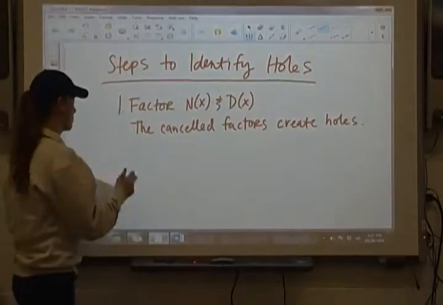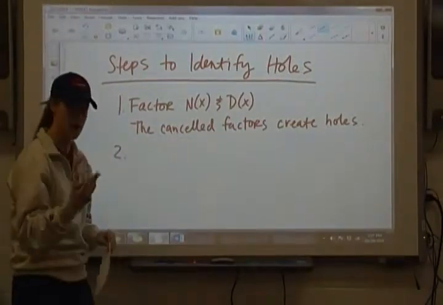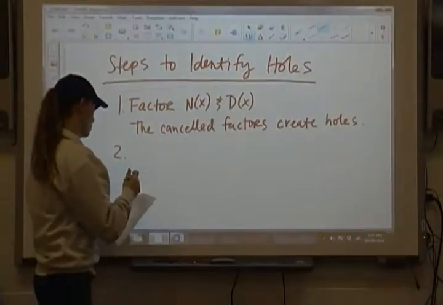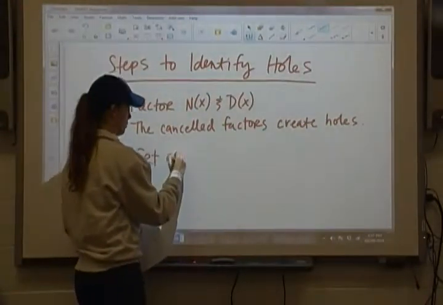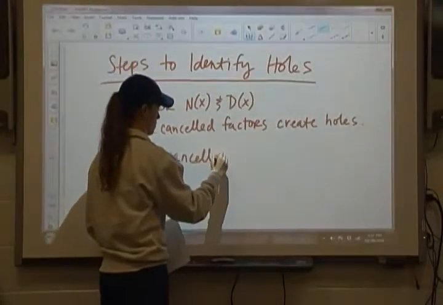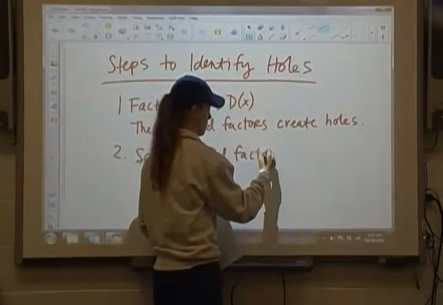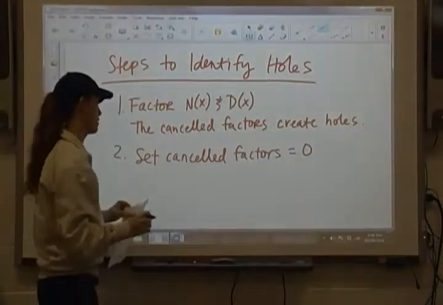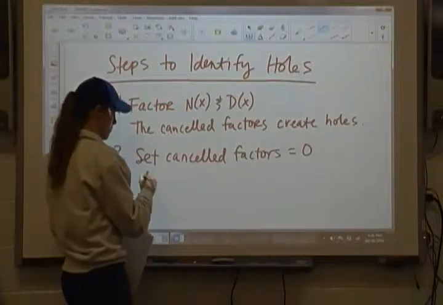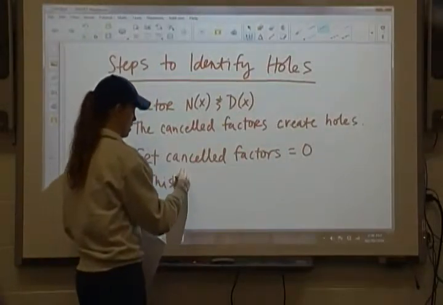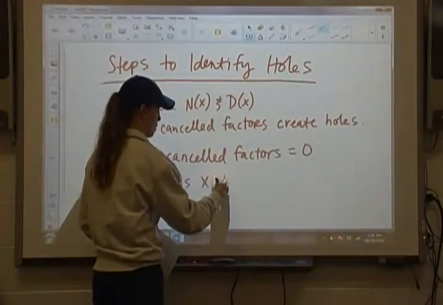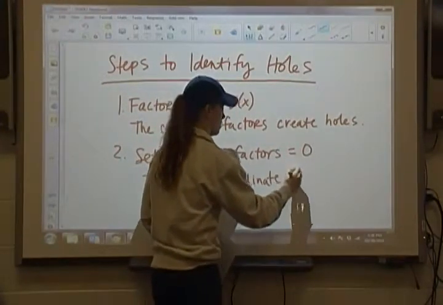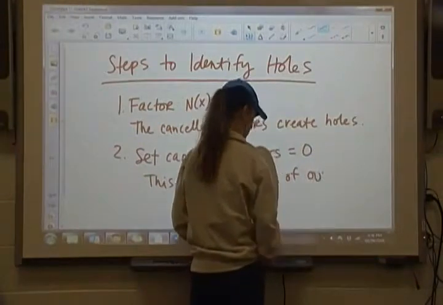And so we're going to take those factors that cancel, and we're going to set them equal to 0 to find the x value of our hole. So we're going to set canceled factors equal to 0, and that will give us our x coordinate. So this is the x coordinate of the hole.